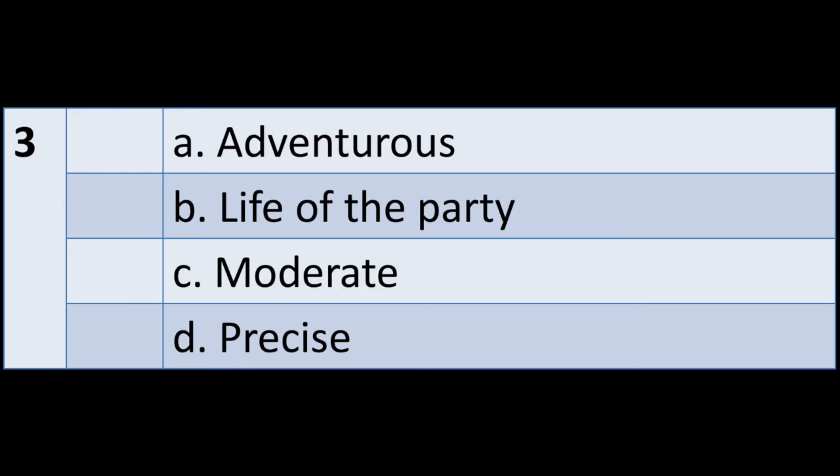Third box, A, adventurous. B, life of the party. C, moderate. D, precise. Once again, 7, 5, 3, 1.